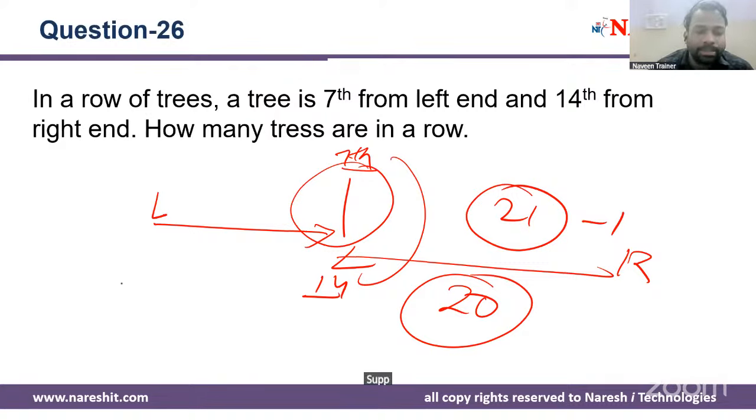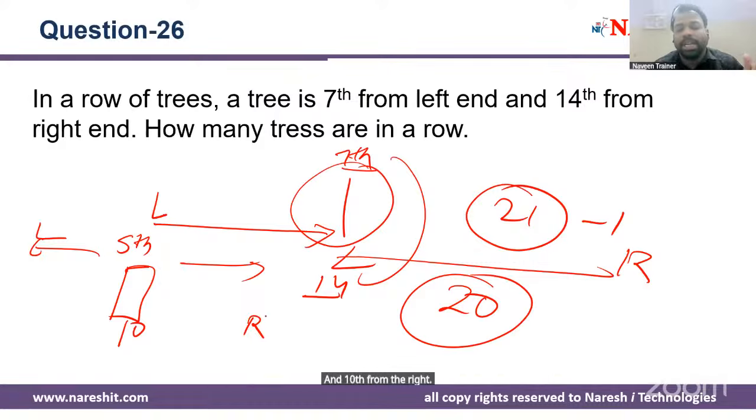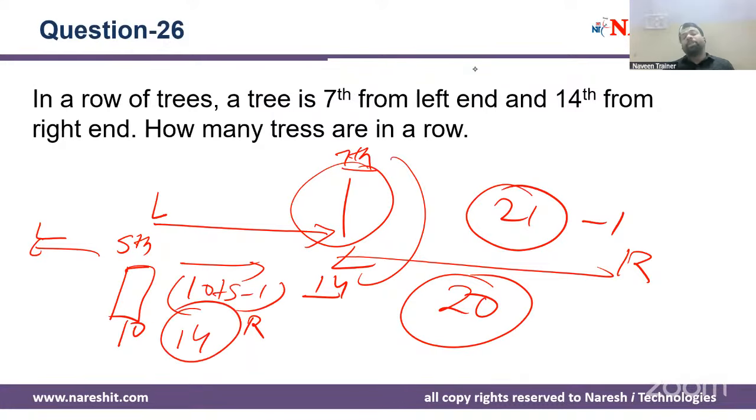Suppose I tell you there is a man who is 5th from the left and 10th from the right. Then in that road, how many people are there in total? Add both, 10 plus 5, subtract 1. Answer 14. Add both the positions and subtract 1.